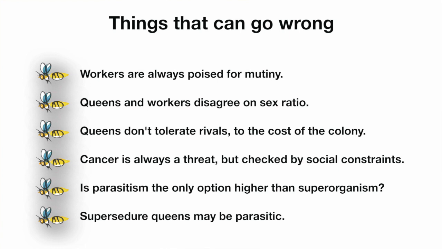In organisms, cancer is checked by the single-celled zygote, that bottleneck that makes all of our cells clones. The superorganism does not have that luxury. We have no evidence that there is any evolutionary transition higher than the superorganism. In fact, to the contrary, we have evidence for social dissolution beyond the superorganismal rank. And finally, supersedure queens are very likely parasites, social parasites. Human grafted queens are good. Weird, isn't it? That's the end of my prepared comments. I'll be around. Thank you.